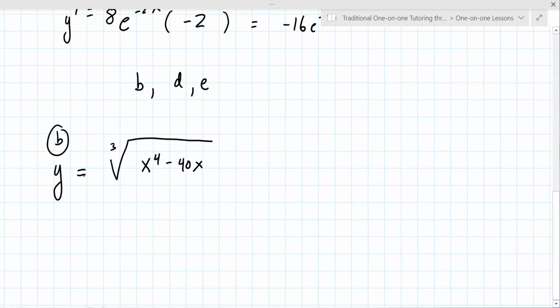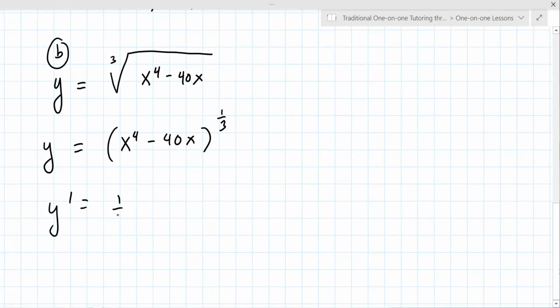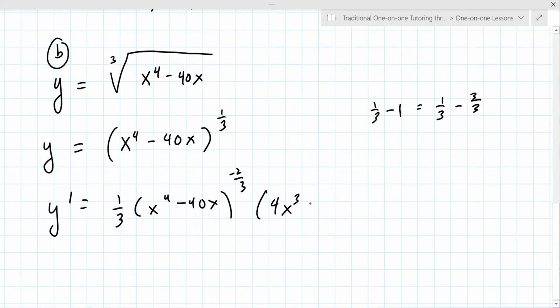Okay, so then that would be x to the 4th minus 40x, and then parentheses around those, to the 1 over 3. Yes. Okay, and then you do the chain rule, so it'd be 1 over 3 parentheses x to the fourth minus 40x to the minus. So it's 1/3 minus 1, which is 1/3 minus 3/3. It becomes minus 2/3. And then times 4x to the third minus 40.